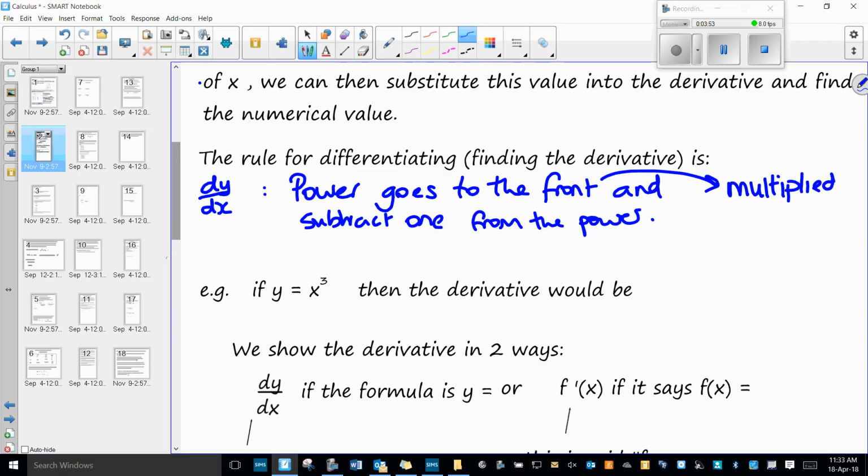We're going to come across some examples, but in some cases there's already a number there. So if there's already a big number there, then that power doesn't just sit next to it, you actually do multiply it by it. So using that rule, the power coming in front and taking 1 off the power, if this was my expression here, y equals x cubed, what would my derivative be? 3x squared. Super easy. Good time to write that.